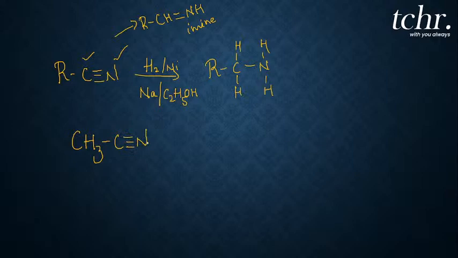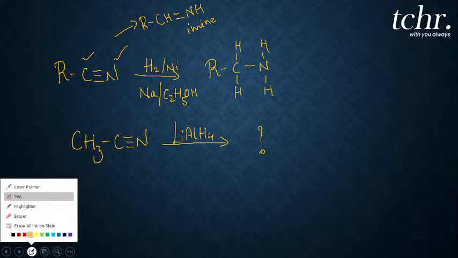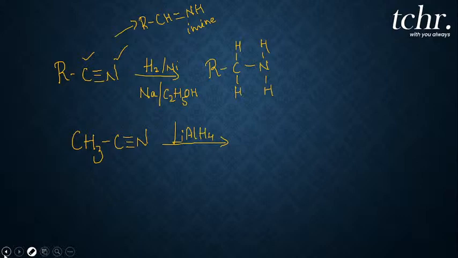When treated with lithium aluminium hydride, what is the product? Predict the product, they can ask you to predict. So how do you predict the product? You have to see what lithium aluminium hydride is. It is a best reducing agent, a strong reducing agent, so you have to understand that complete reduction happens here. So on complete reduction, what product do you get?